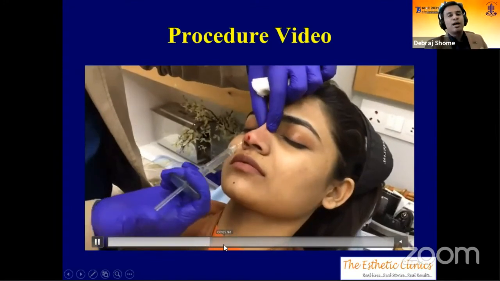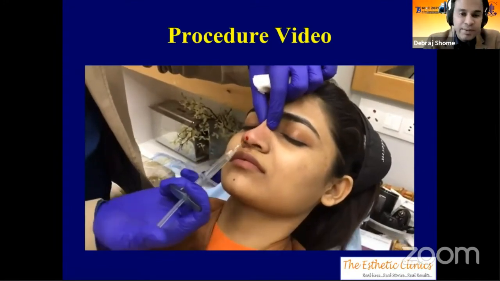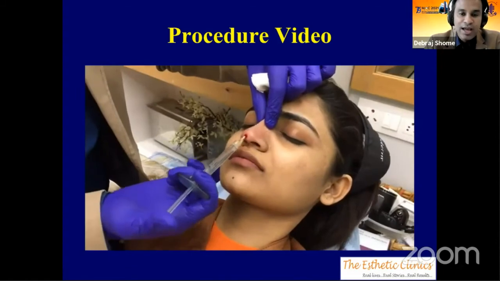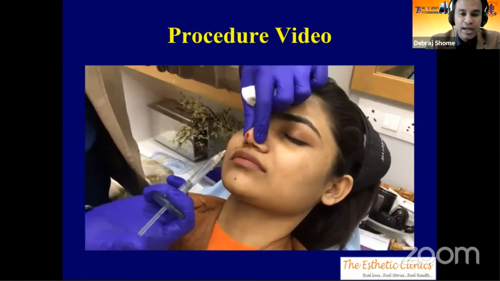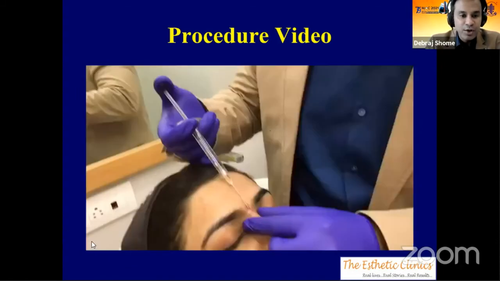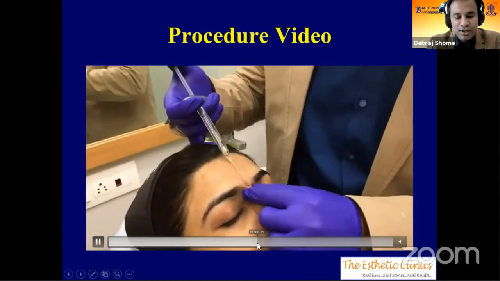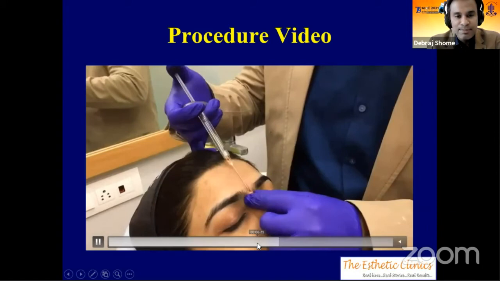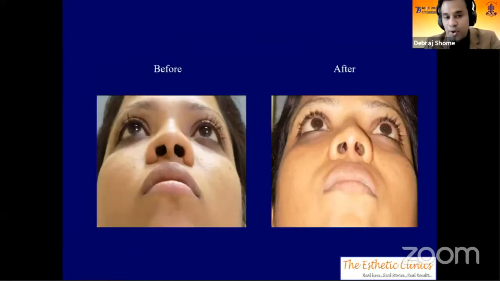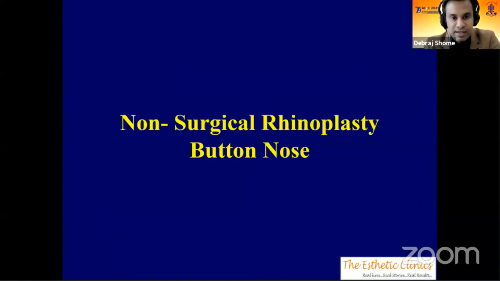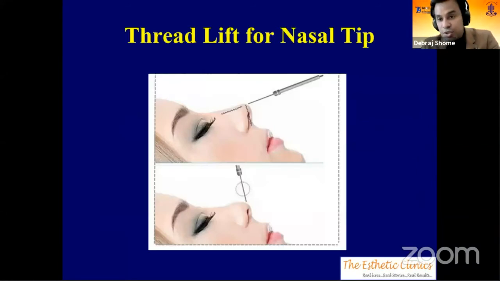You're putting a cannula in, you're going pre-nasal in the nose, you're going supraperiosteal, and you're putting the fillers in. And you can also do it from the other side as well. Yes, it's not the same as surgery, but you can create some results, as you can see in some of these patients. And more importantly, you're able to even structurally change the nose such that the orientation of the nostrils, etc., start changing. You can also use threads for the nose.